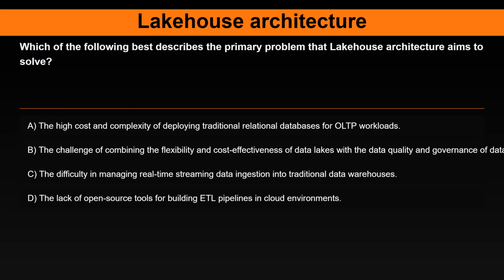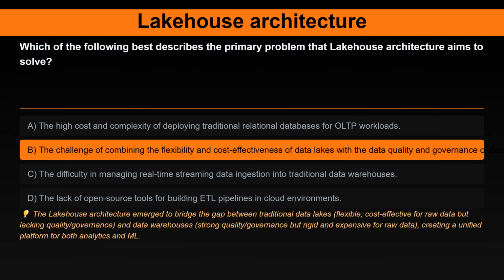Question 16. Which of the following best describes the primary problem that Lakehouse architecture aims to solve? Option A, the high cost and complexity of deploying traditional relational databases for OLTP workloads. Option B, the challenge of combining the flexibility and cost-effectiveness of data lakes with the data quality and governance of data warehouses for diverse analytics and ML workloads. Option C, the difficulty in managing real-time streaming data ingestion into traditional data warehouses. Option D, the lack of open-source tools for building ETL pipelines in cloud environments.